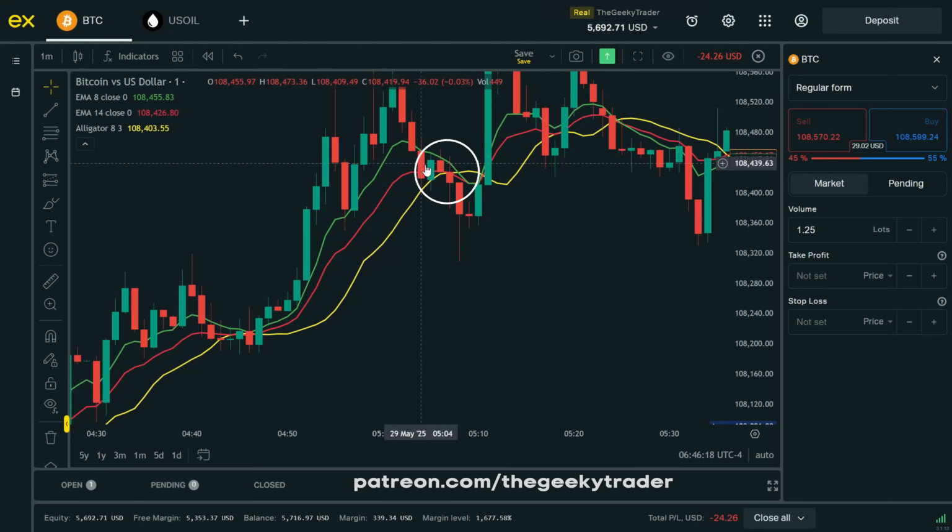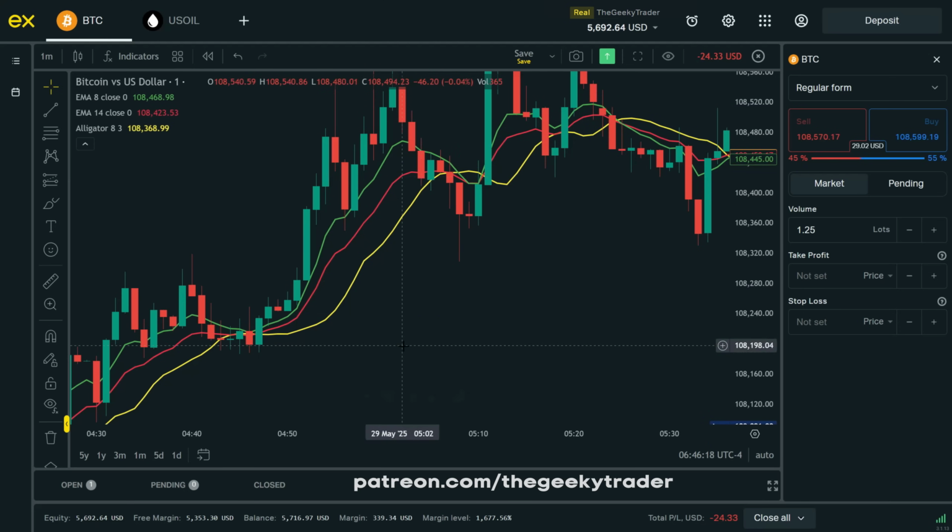If the price starts to drop below either the red line, the 14 EMA, or the yellow line, the alligator lips, that's your signal to exit the trade and lock in those profits. And that's it. A simple yet powerful approach to catching those profitable moves while keeping things safe and clear.